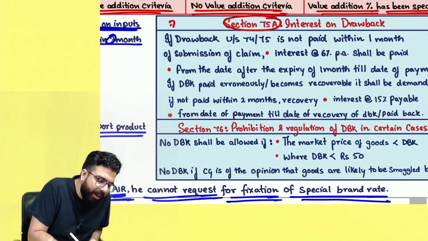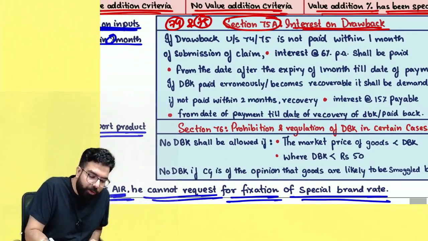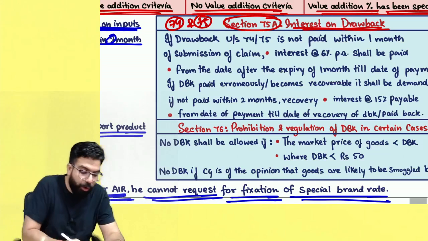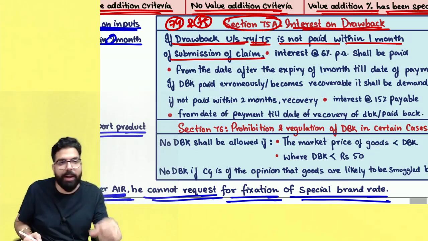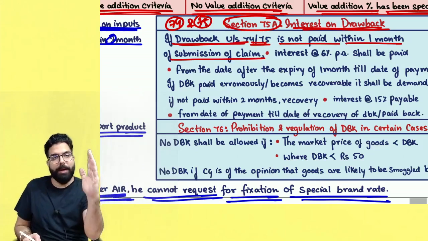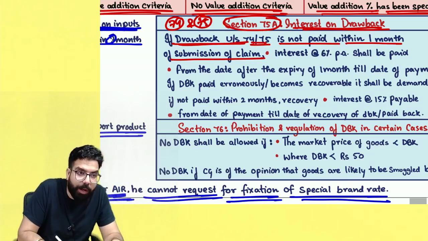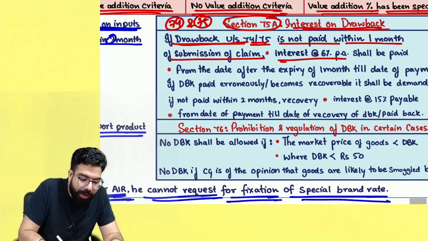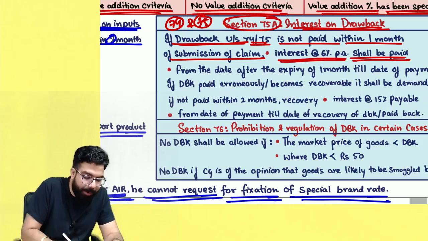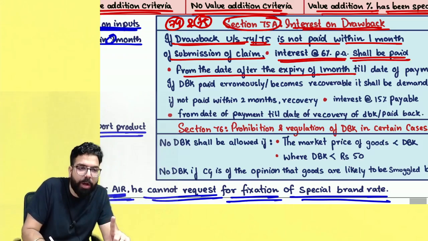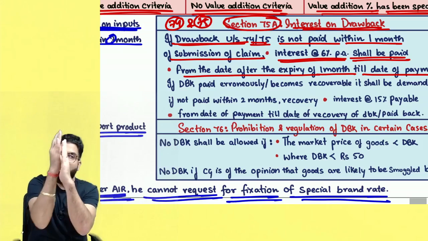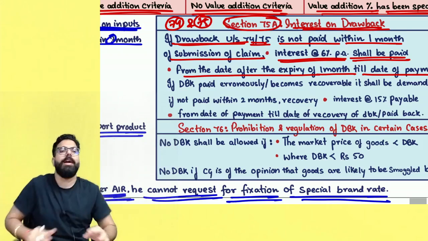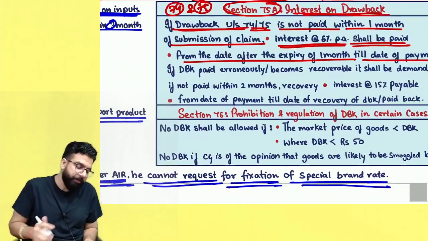The next one is section 75A. Remember, section 75A is applicable for both section 74 and section 75. Interest on duty drawback is very, very important from the exam point of view. If duty drawback under 74 and 75 is not paid within 1 month of submission of the claim, you will get interest at the rate of 6% from the date after the expiry of 1 month till the date of payment. Once the 1 month expires, from the next day you will get interest at the rate of 6%.